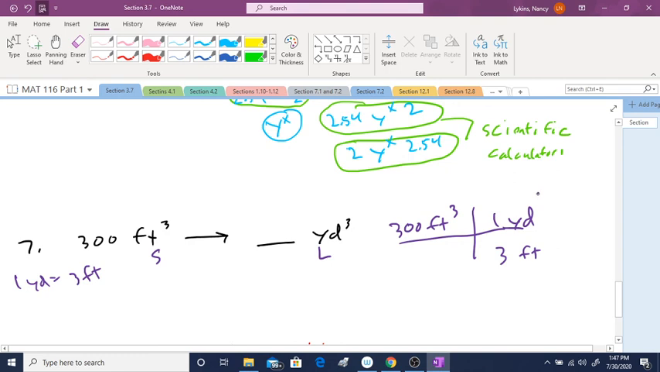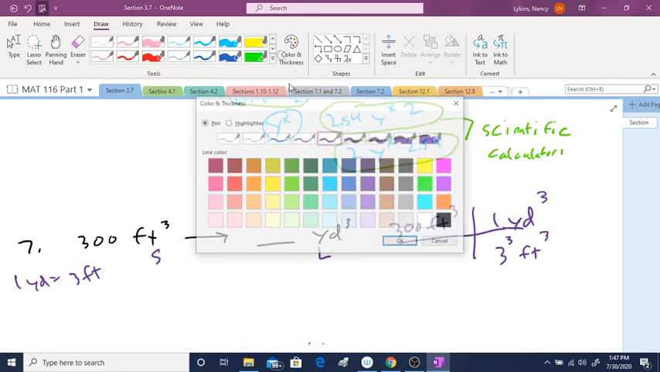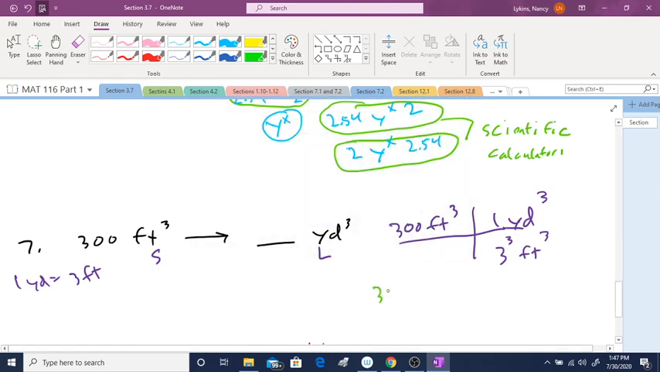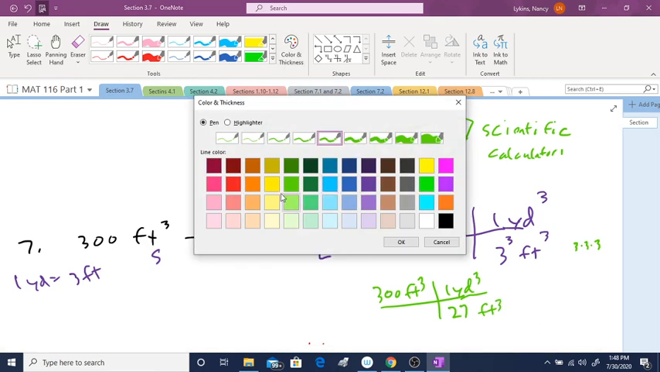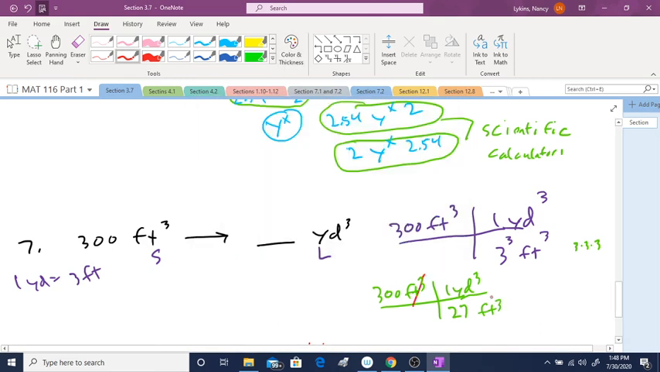But what I need to do is cube it. I cube the feet and I also cube the 3. So in other words, what this would look like is 300 feet cubed, 1 yard cubed, and 3 cubed is the same as 3 times 3 times 3, which is 27. Notice that my feet cubed cancel. My yard cubed is what I'm looking for. So 300 divided by 27 would give you something like 11.11.